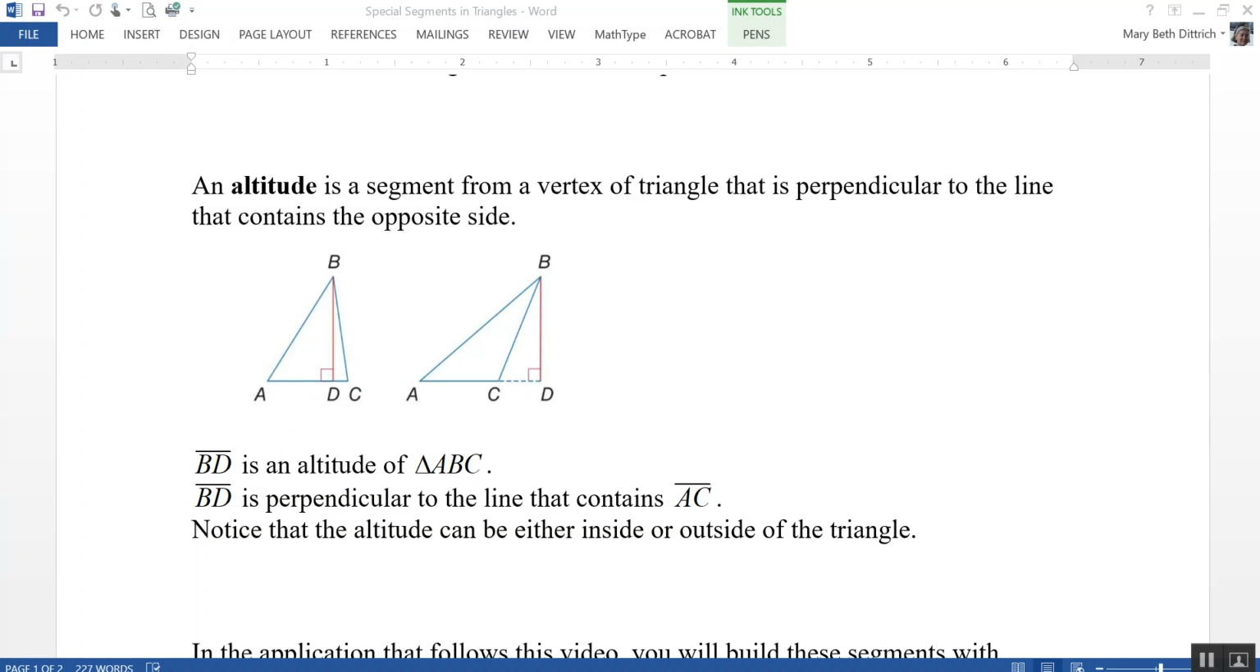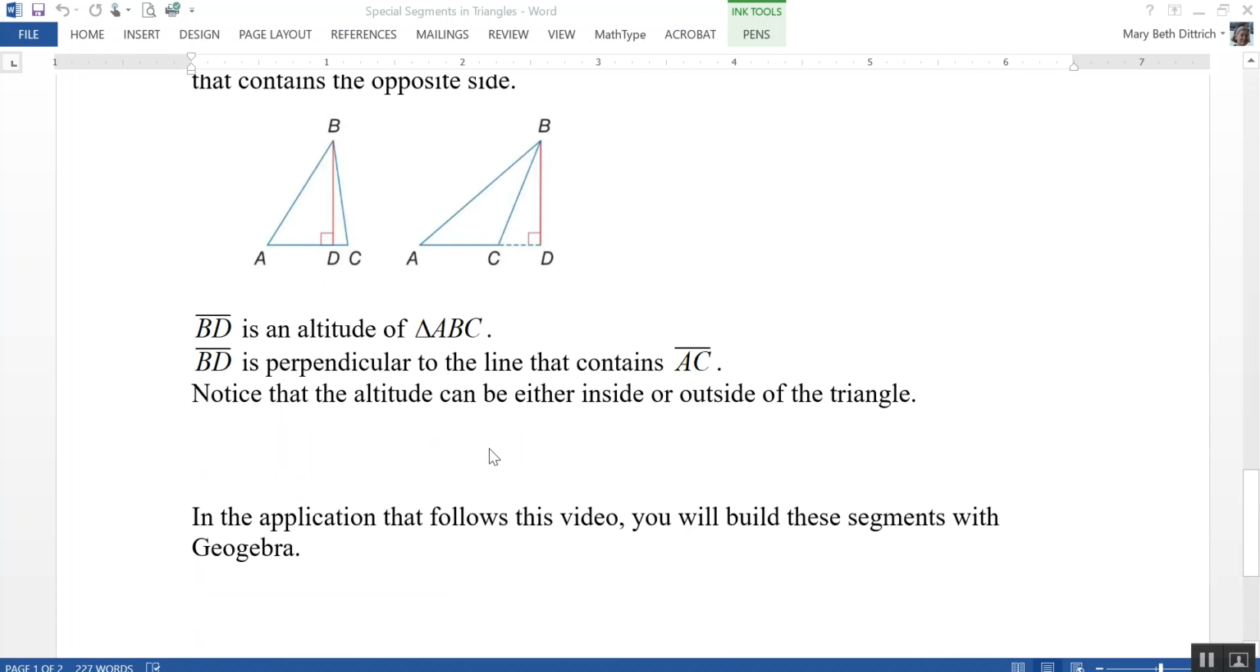perpendicular to side AC. Notice that in the second triangle here, triangle ABC is an obtuse triangle, so if I were to drop a line from the vertex B, it's going to land outside of the triangle. That's okay, that is still an altitude of this triangle because segment AD is part of a line that contains the side AC. So notice that the altitude can be either inside or outside of the triangle.